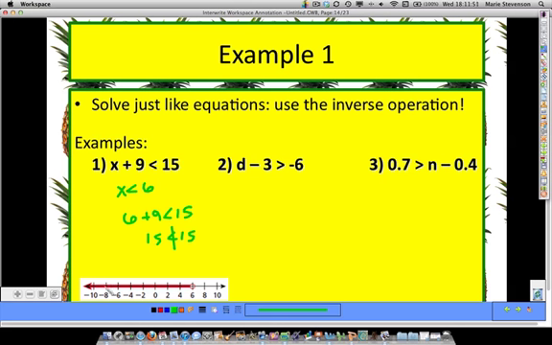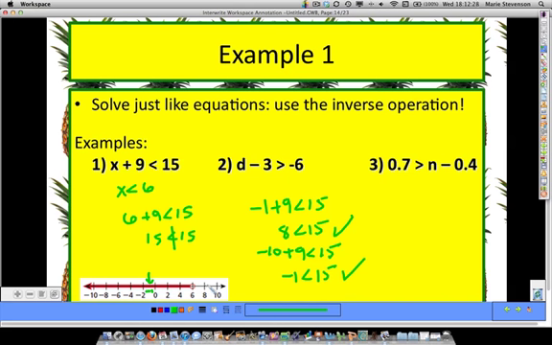What this says is I can take any of these numbers right here. So 4, 2, I could put 1, I could do negative 7. Any of those numbers will work here. So let's pick negative 1. Negative 1 plus 9 is less than 15. Well, negative 1 plus 9 is 8. Is 8 less than 15? Yes. You could try another one. Try negative 10. Negative 10 plus 9 is negative 1. Is negative 1 less than 15? Yes.